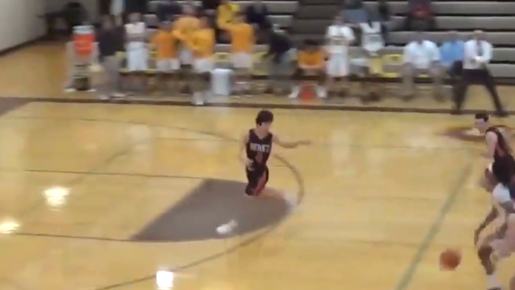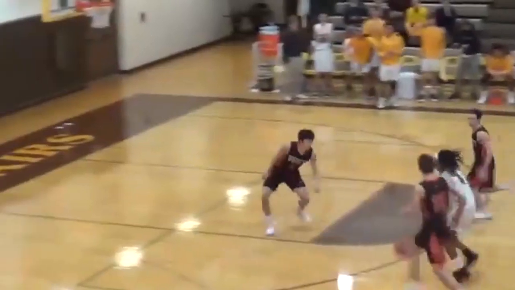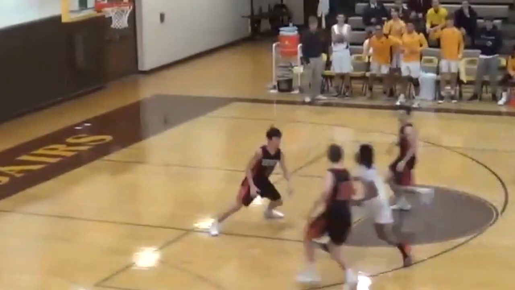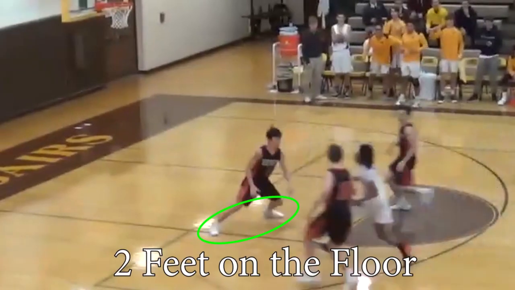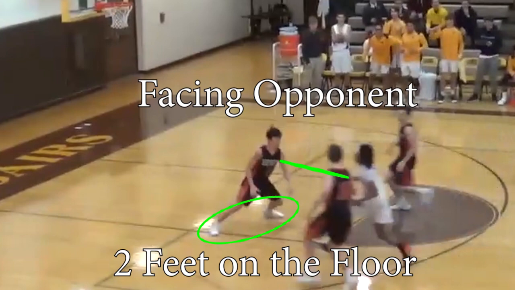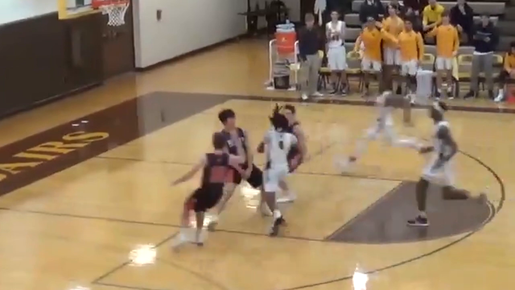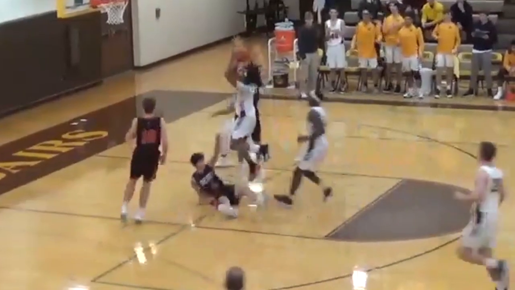As the dribbler makes his way to the basket, the defender establishes a legal guarding position with 2 feet on the floor and facing his opponent. As the dribbler moves forward, since the defender sticks his leg outside the frame of his body into the path of his opponent, he is no longer considered to have a legal position, resulting in a blocking foul. Let's watch this play again.